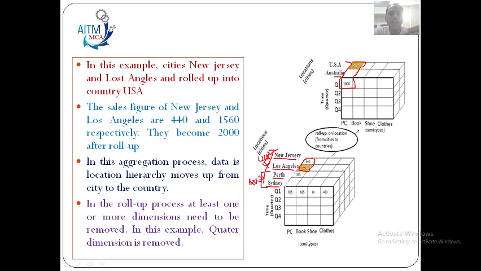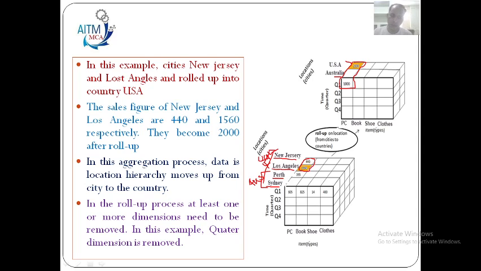Here we rolled up means roll up on locations from city to countries. Okay, now we move from city to countries. Every country will have one or more cities. So those city values are combined, added to a particular value for the country. Got it? So this is the roll up operation. Is it clear? Understood? All of you?